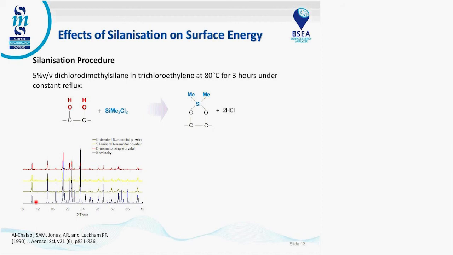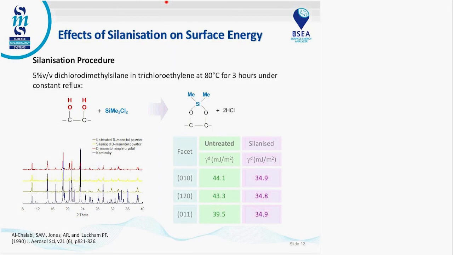Okay, and what we can see here is the PXRD. It's a little bit hard to see, but this is the untreated mannitol in green, the silanized mannitol in yellow, and we can see that there is no change. So we're not changing the crystal structure. All we're changing is what surface groups are on the surface of the crystal. And some collaborators at Imperial College London grew large macroscopic crystals about 2 inches long, and they did contact angle on the individual crystal faces.